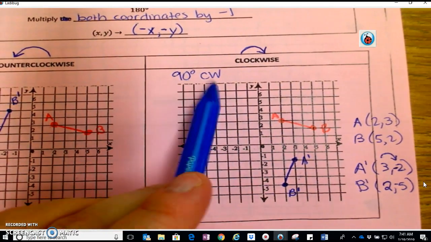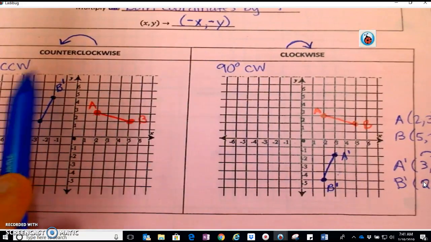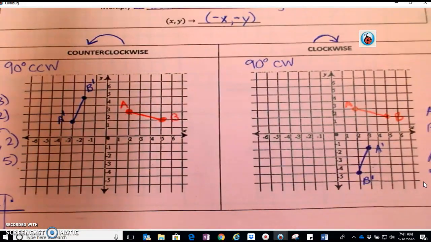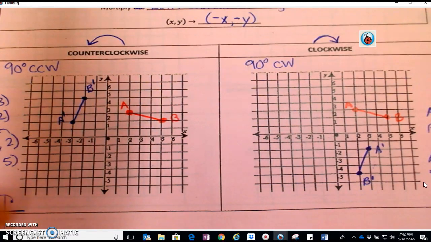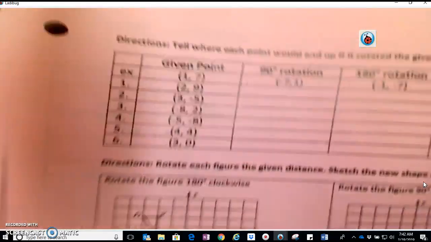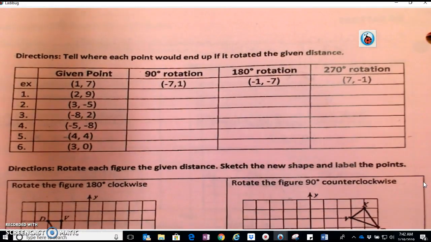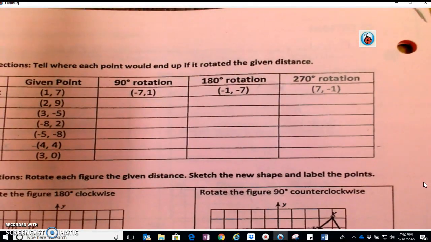Okay, now I'm going to tend to refer to always 90 degrees counterclockwise and clockwise. That's my preference. I just always know that 270 is the same except just in the opposite direction. Alrighty? Okay. So on this side, this is where you want to practice applying the rule. Now, the only thing is that it did not tell you the direction, so I'm going to tell you which way I want you to go.